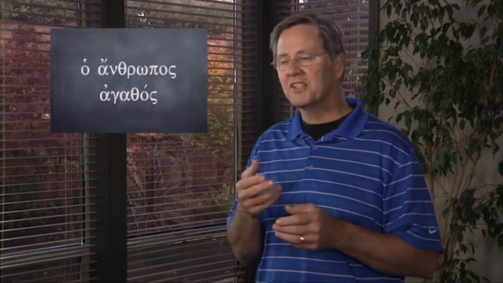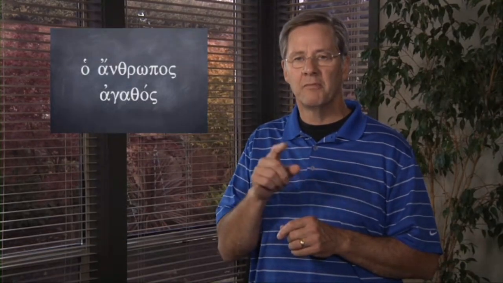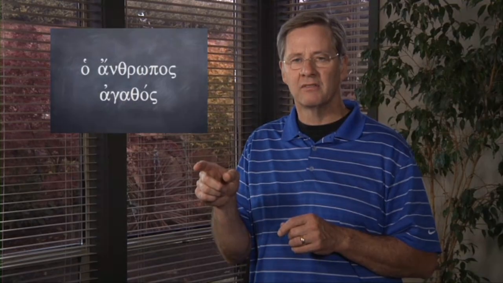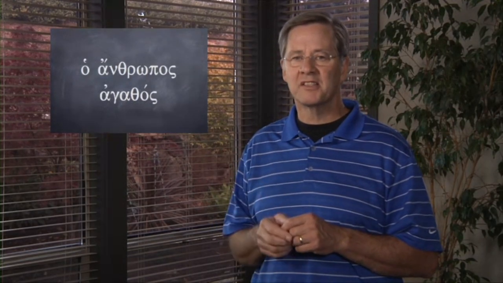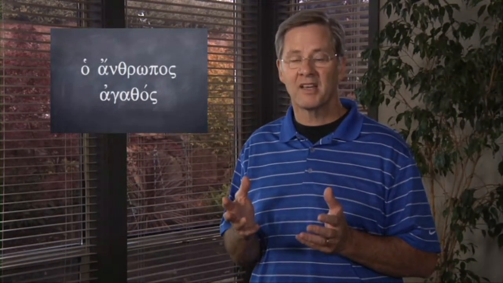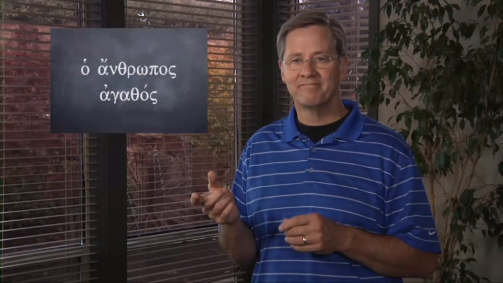For example, let's say you came across and you saw ho anthropos agathos. Well, you would go, "the man good." Oh, that's kind of weird. What do I do with that? Well, in this particular case, agathos is functioning as a predicate adjective. It's in the predicate position. And so you're going to be able to supply "is." The man is good. So those are the three functions of adjectives: as an attributive, as a substantival, and in the predicate. Okay? All right.